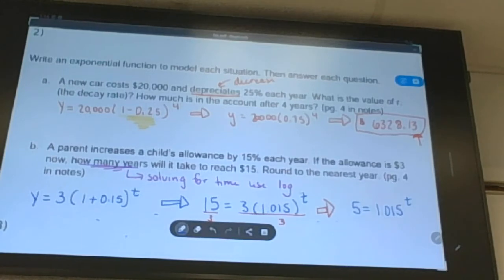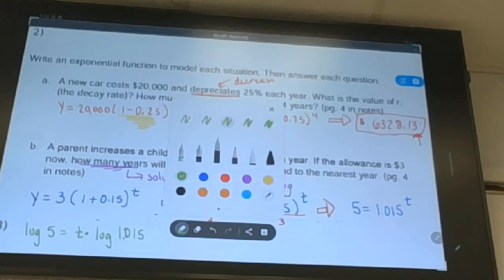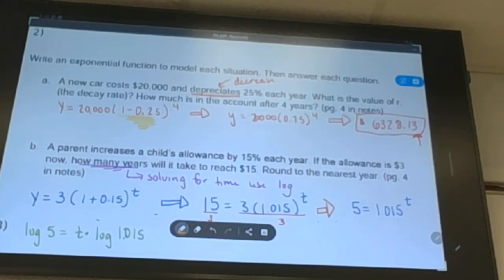What's the next step, Gabby? Yes, let's skip that step. I love that suggestion. Let's put that T right in front. Matthew, how long is it going to take? Aren't you dying to know? We're talking about years. How many years until your allowance is up to $15 per week, which is good money?